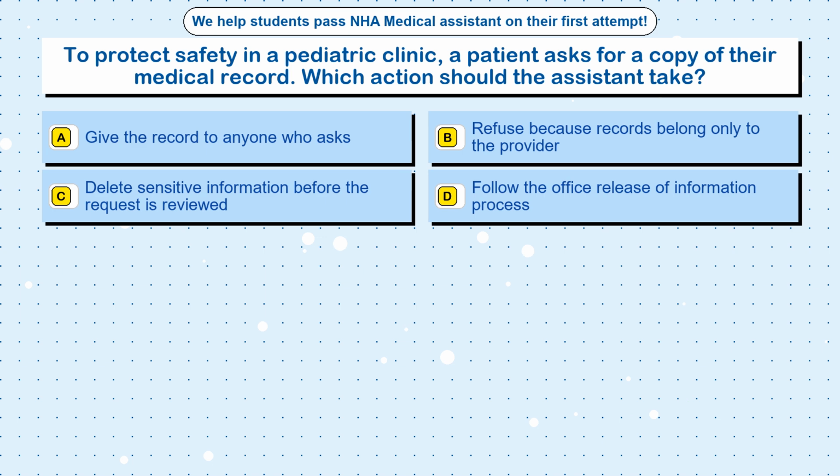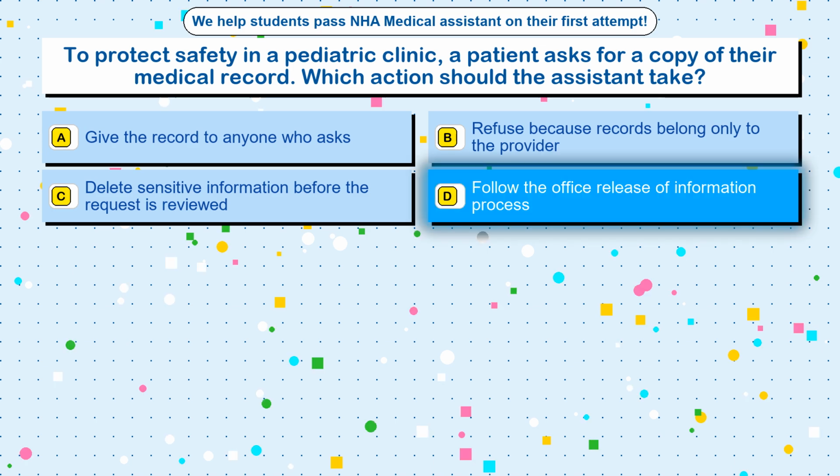Question 36. To protect safety in a pediatric clinic, a patient asks for a copy of their medical record. Which action should the assistant take? Option A. Give the record to anyone who asks. Option B. Refuse because records belong only to the provider. Option C. Delete sensitive information before the request is reviewed. Option D. Follow the office release of information process. The correct answer is option D. Follow the office release of information process.